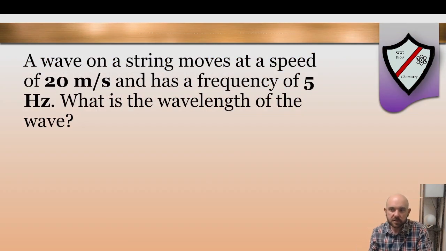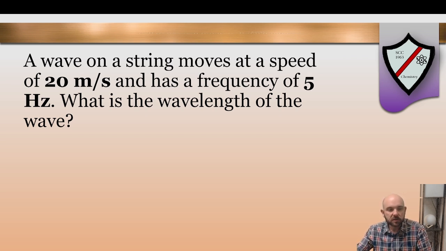Here's our third example, and as you may have guessed, this time we are going to solve for wavelength given the frequency and wave speed of an individual wave. So this question says a wave on a string moves at a speed of 20 meters per second and has a frequency of 5 hertz. What is the wavelength of the wave?